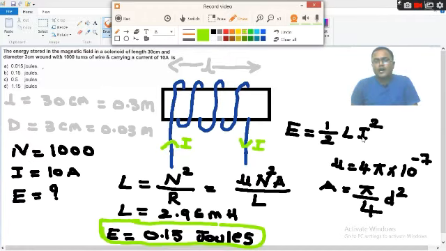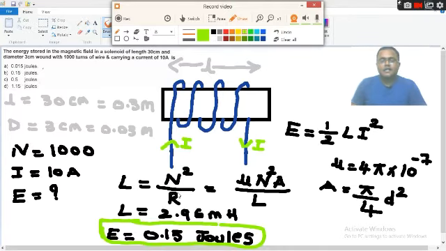So we know the I term. I is already given in the question, which is 10 ampere, but we need to find what is the L value. Then we can easily find our required parameter, which is E. So therefore first we need to find the value of the L, then we need to find the value of the E. See, L is equal to N square by R. N is the number of turns and R is the reluctance of this core.